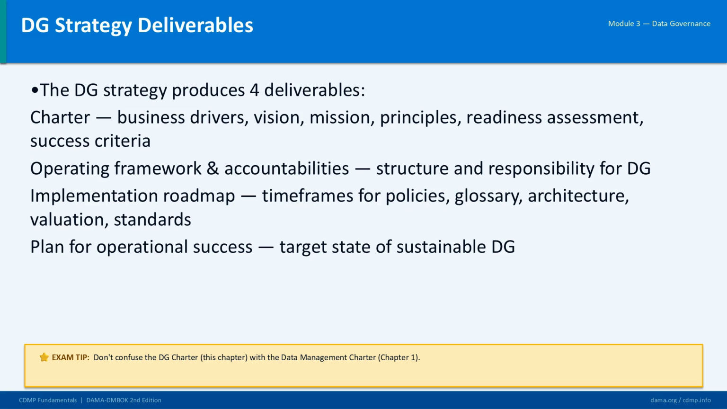The governance strategy produces 4 concrete deliverables. First, the charter, which captures the business drivers, vision, mission, principles, the readiness assessment results, and the success criteria. Second, the operating framework and accountabilities, the structure and the responsibilities for governance activities. Third, the implementation roadmap, the timeframes for rolling out policies, the glossary, architecture work, asset valuation, and standards. And fourth, a plan for operational success, describing the target state of sustainable governance.